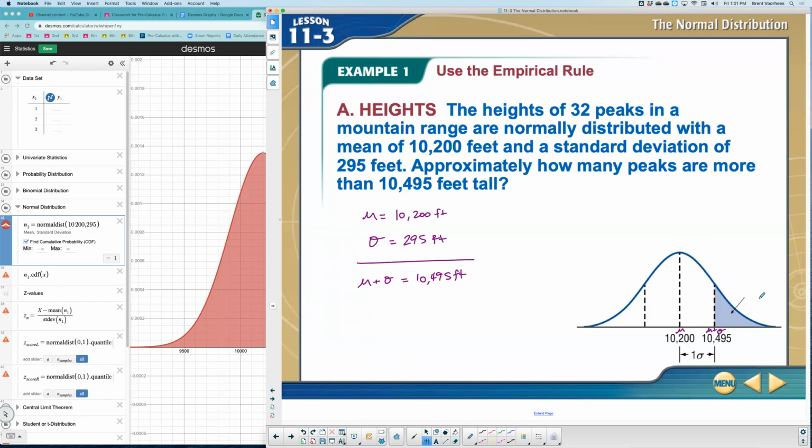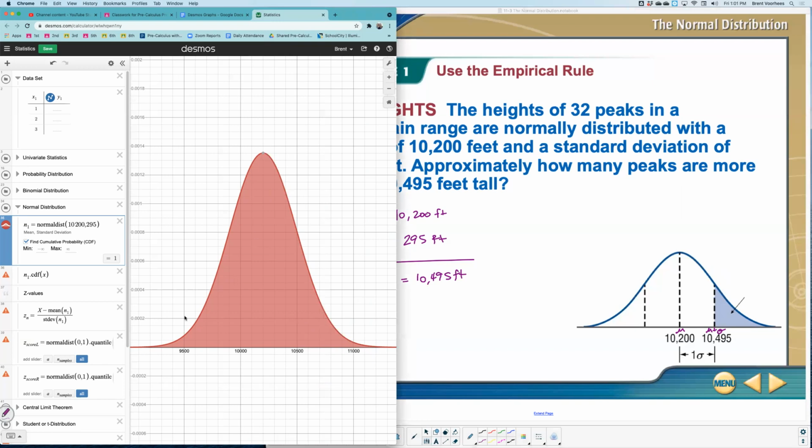Let me do it that way. We want to know how many events would occur out there. So how do I calculate this in the calculator? What we're going to do is, if you have this submitted in, we can say we want all the values that are greater than 10,495.